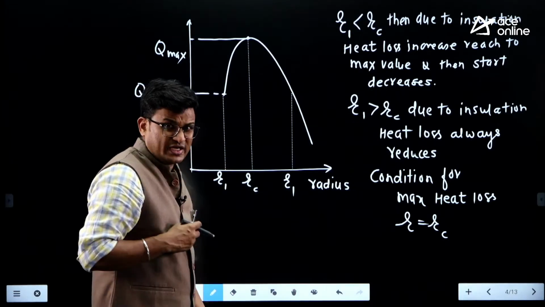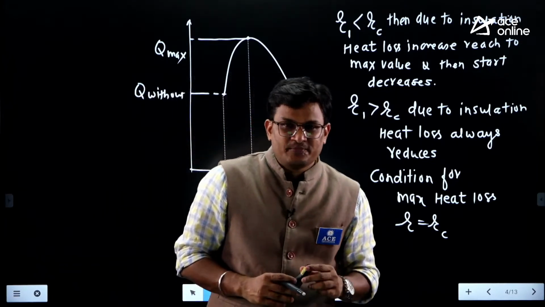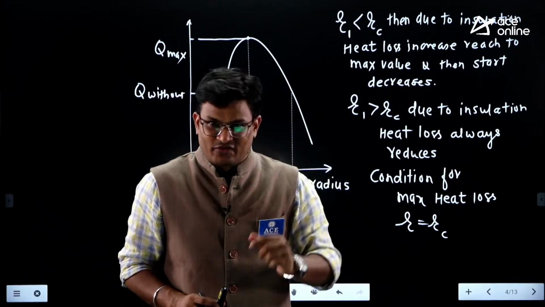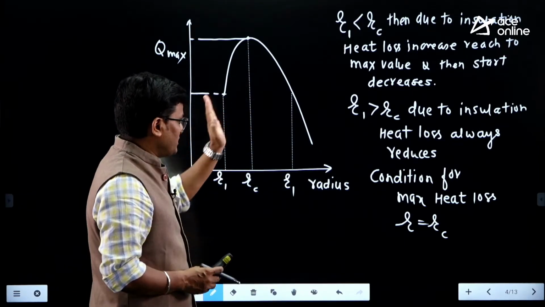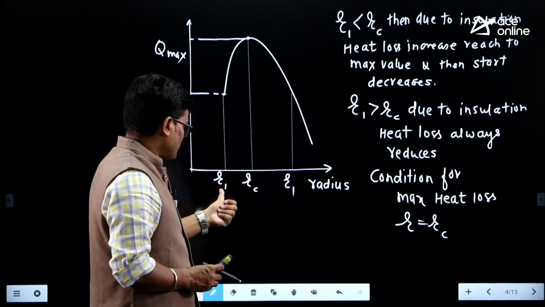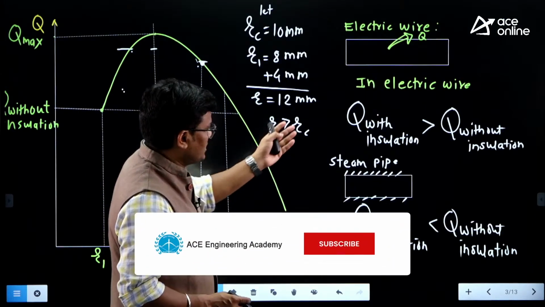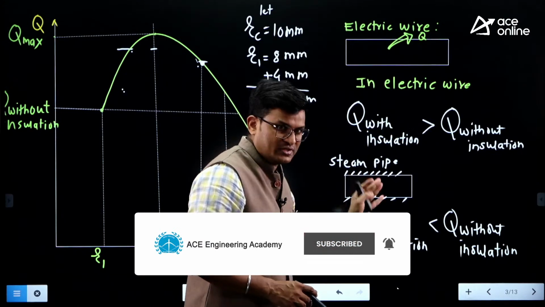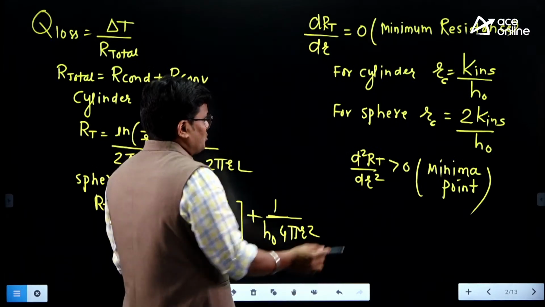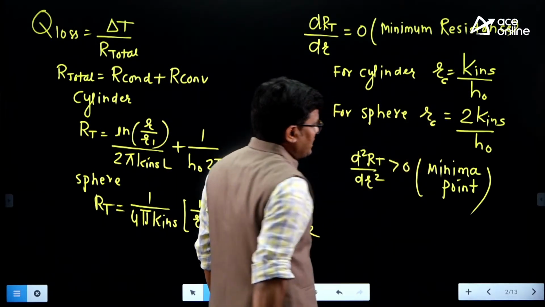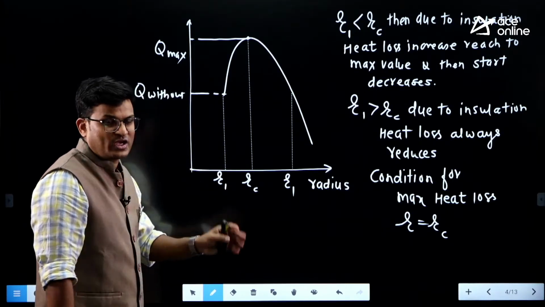Listen, what I am trying to say is, gaining knowledge is one thing, and gaining knowledge as per the need of the exam is a different thing. If you understand this topic, that this is RC, and sometimes you insulate less than R1 or greater than R1, and you know this condition for an electric wire and this condition for a steel pipe, you can solve any question. Make sure that you know these two formulas, for cylinder and sphere. If you know how to use them, you can solve any question.